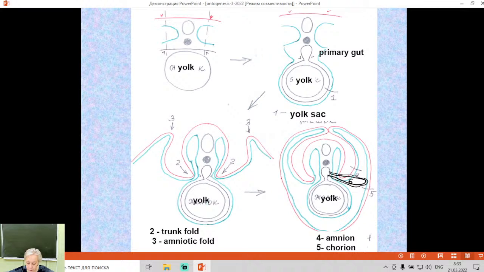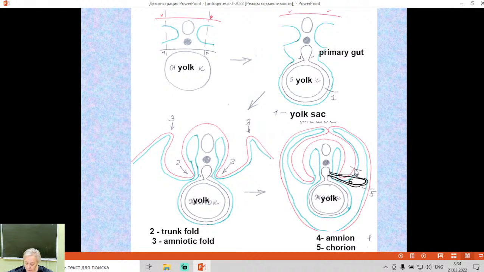Lateral to the trunk folds on both sides, number 3, amniotic folds are formed. They grow to meet each other, surround the embryo and connect, and you see on this slide. As a result, 2 extraembryonic membranes are formed. The inner one is the amnion, number 4. The outer one is the chorion, number 5.